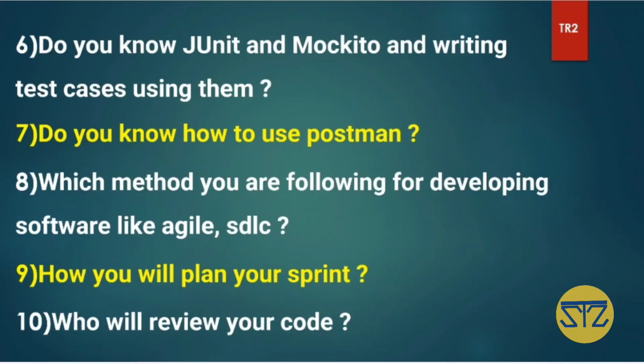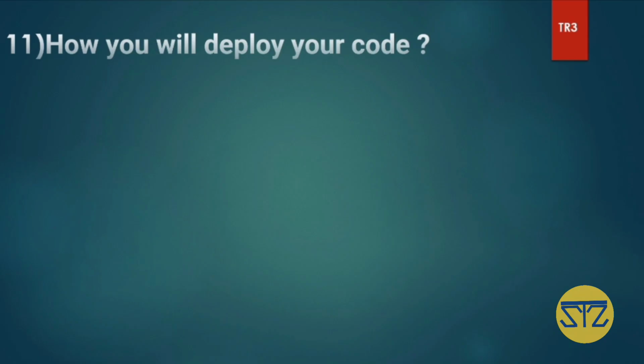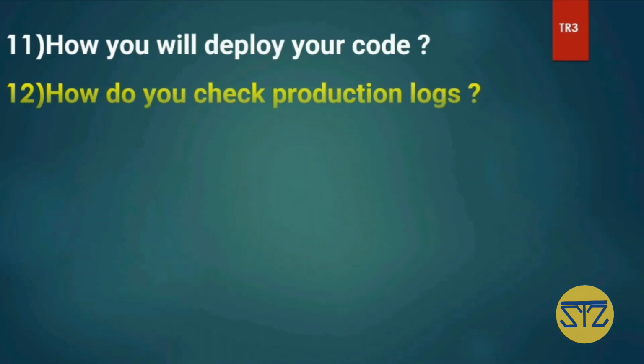So the next question they have asked is who will review your code? So generally my code will be reviewed by the team lead, so that's the thing I have told. If you are a fresher you can tell the senior associate or whoever in your team who will review your code. The next question is how you will deploy your code. So in our project we use Azure to deploy our code, so I have told them Azure. So the next question is how do you check production logs? So in Azure services we have a command line to check the logs.